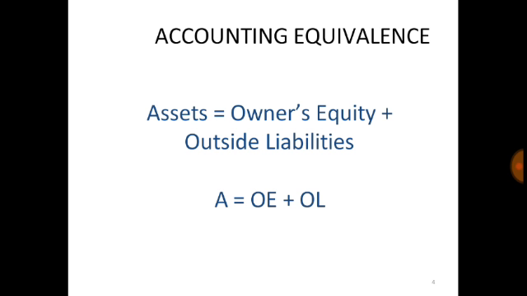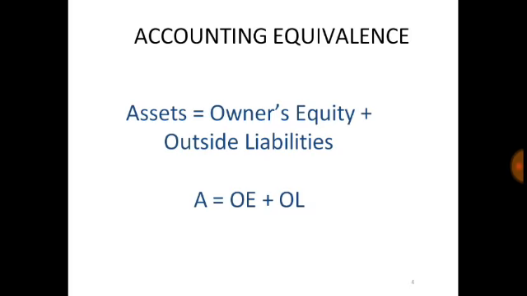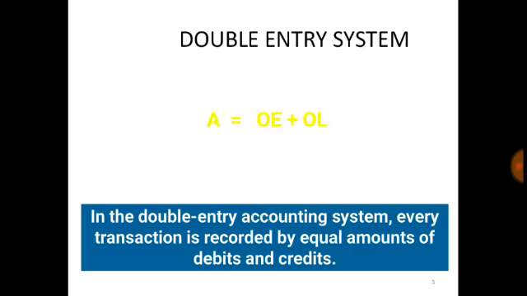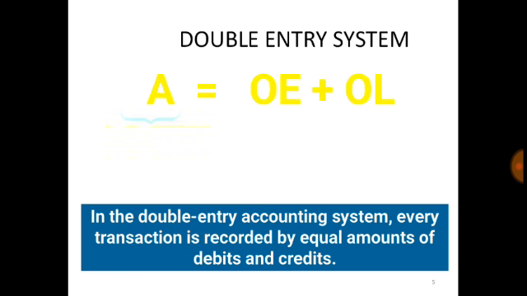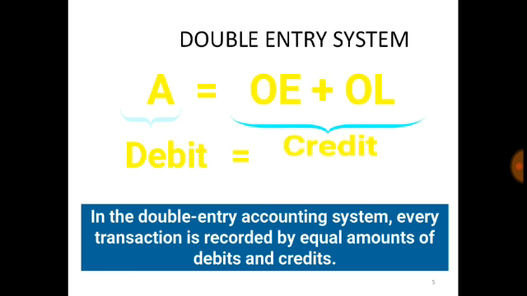What is accounting equivalence? It means we are talking about accounting equation, because accounting is based on double entry system. It means there must be at least two aspects of each and every transaction. Assets equal to owner's equity plus outside liabilities. Owner's equity is also called capital. We will discuss this in detail in the next slide. First we should know what is the meaning of double entry system.